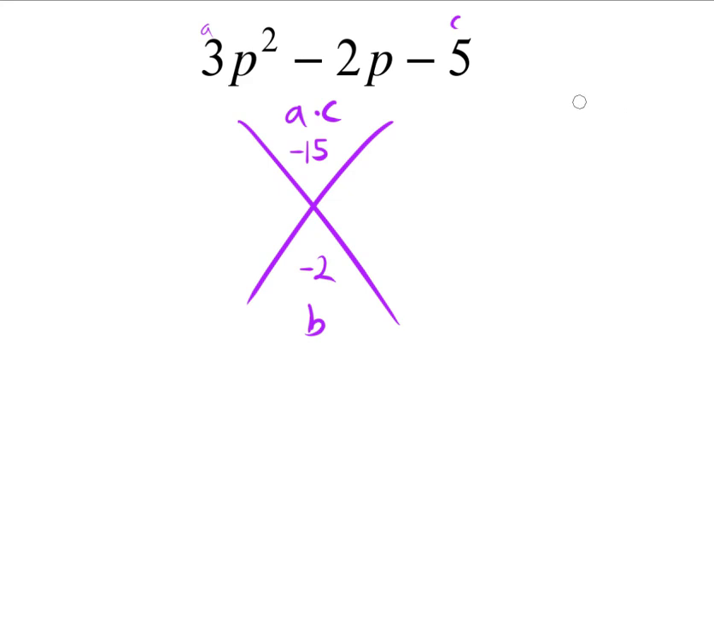So once again, I'm looking for two numbers that multiply to give -15, but add to get -2. So here's what I want you to do. I want you to think about what are the factors of -15. I'm going to go ahead and let you think about that real quick.